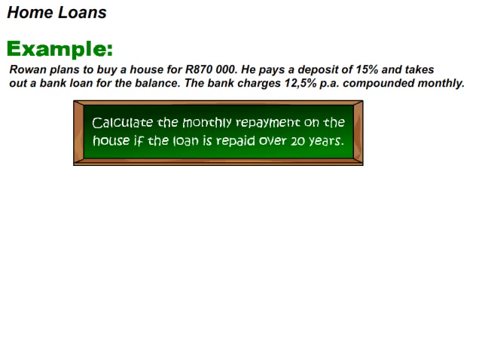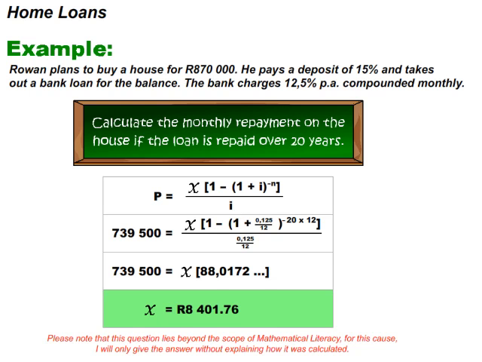Here comes the second question. Calculate the monthly repayment on the house if the loan is repaid over 20 years. Please note that this question lies beyond the scope of mathematical literacy. For this course, I will only give the answer without explaining how it was calculated. Why did you ask the question in the first place? I needed to find the monthly installment that Rowan had to pay.